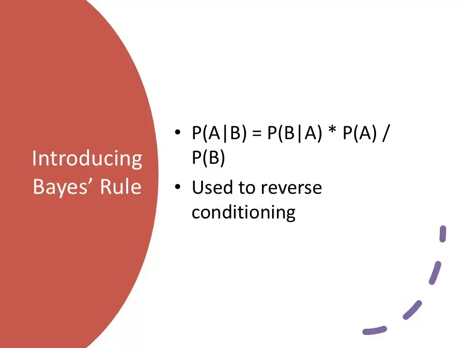Bayes' rule allows us to reverse conditional probabilities. If we know probability of B given A and the overall probabilities of A and B, we can compute probability of A given B. This is especially important when direct measurement of probability of A given B is difficult, like in diagnostic testing.